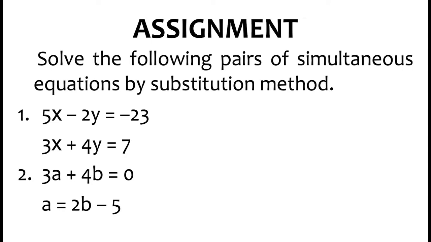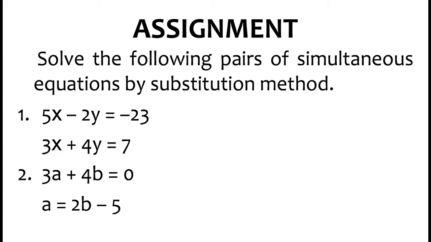1. 5x minus 2y equals minus 23, and 3x plus 4y equals 7. Number 2. 3a plus 4b equals 0, and a equals 2b minus 5.